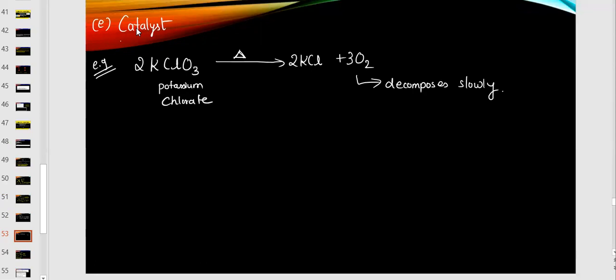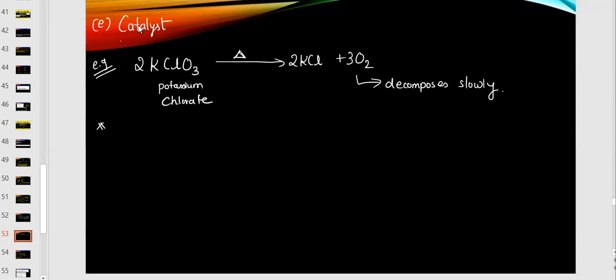When you add MnO2 here, there will be decomposition which is rapid. Okay, so that's the beauty of a catalyst. Because of the catalyst, this change can happen.